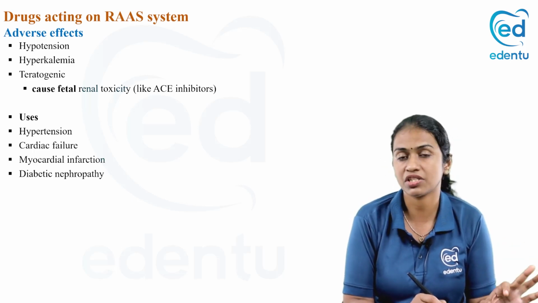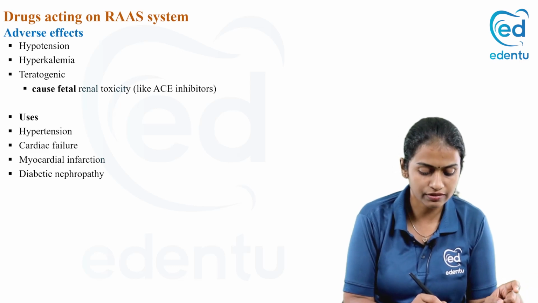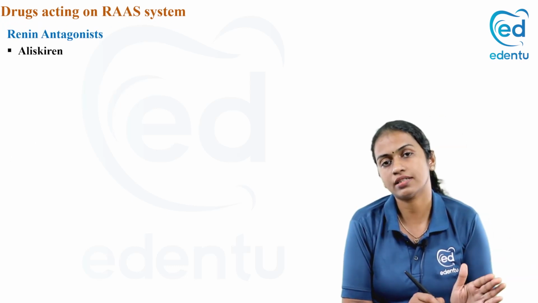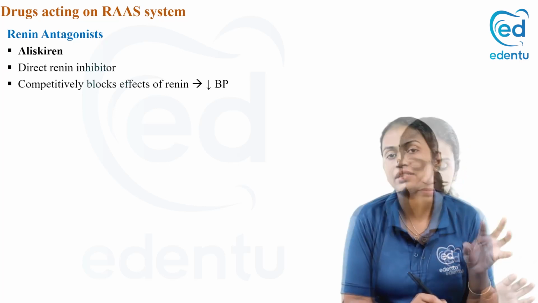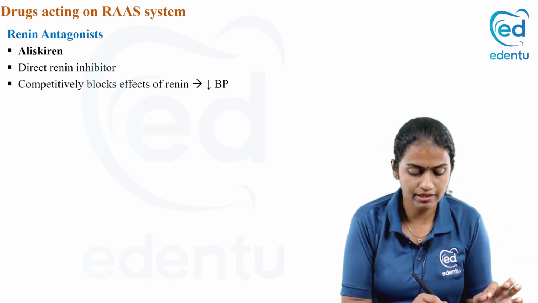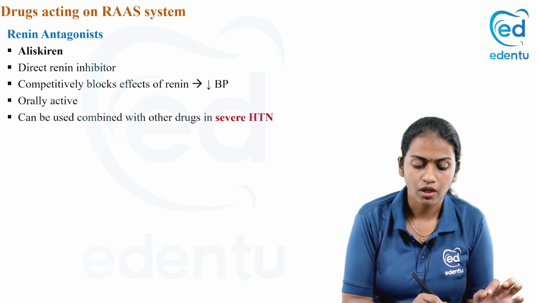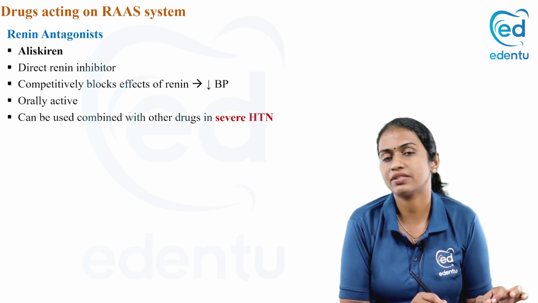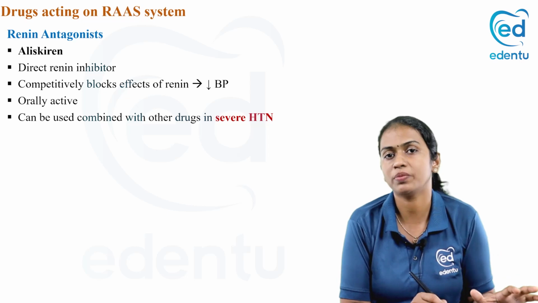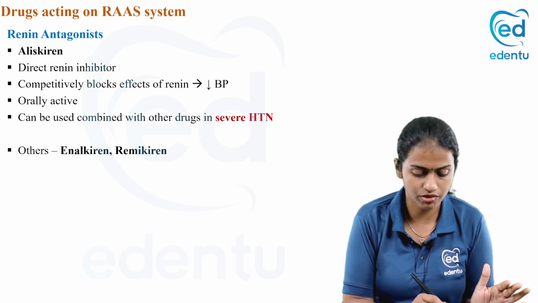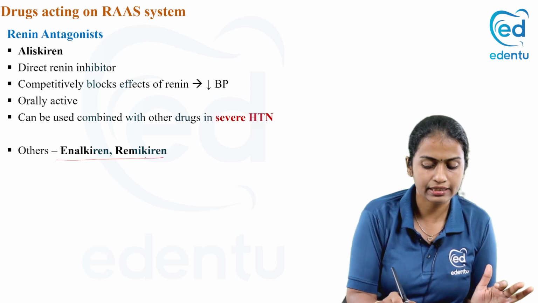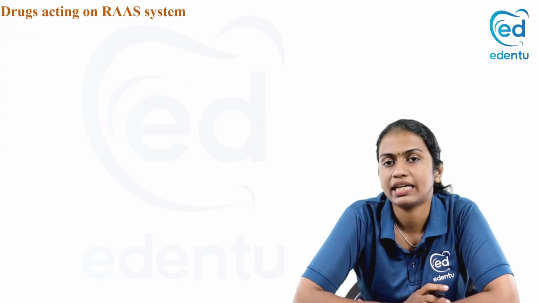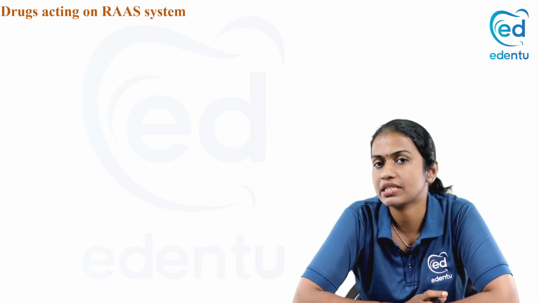We use it for hypertension, cardiac failure, myocardial infarction, and diabetic nephropathy. Now coming to the direct renin inhibitor, that is aliskiren. It competitively blocks the renin and decreases the BP. Orally active, usually in severe hypertension, you use it as a combination therapy with other drugs. These are the other drugs in the group, enalkiren and remikiren. So with that, we finish the drugs acting on RAAS system.